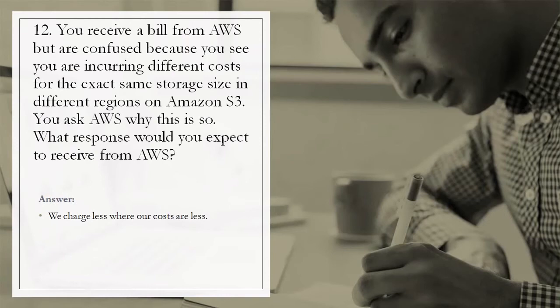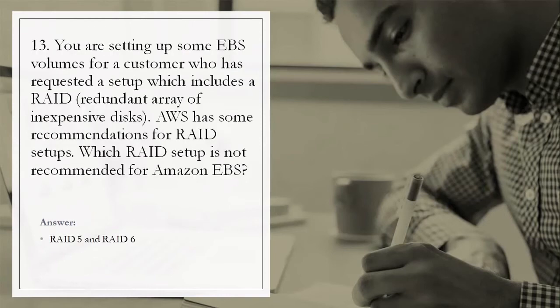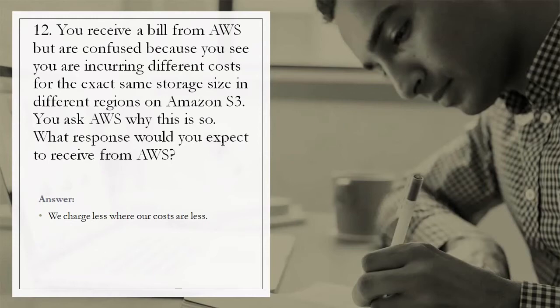Question number 12. You receive a bill from AWS but are confused because you see you are incurring different costs for the exact same storage size in different regions on AWS S3. You ask AWS why this is so. What response should we expect to receive from AWS?